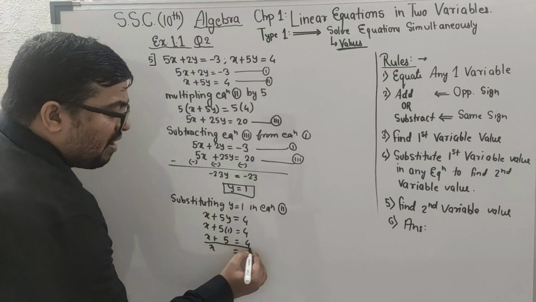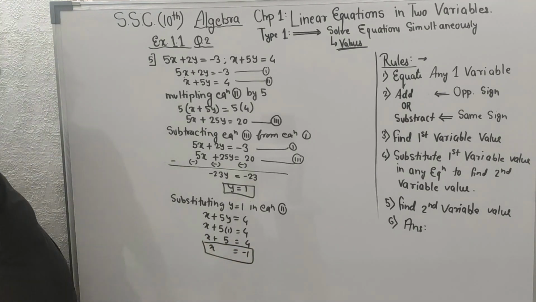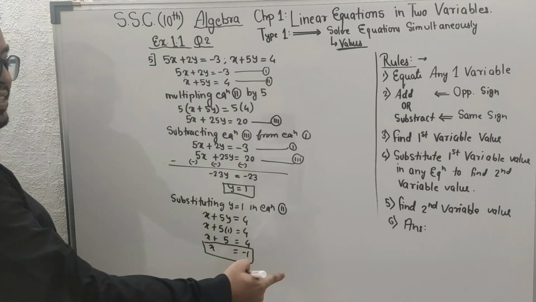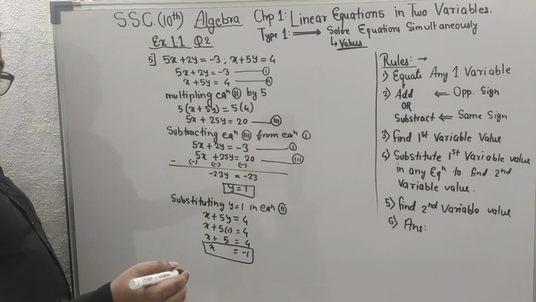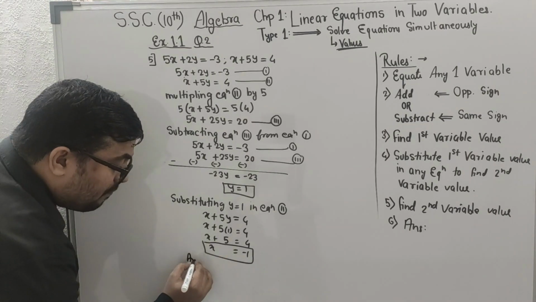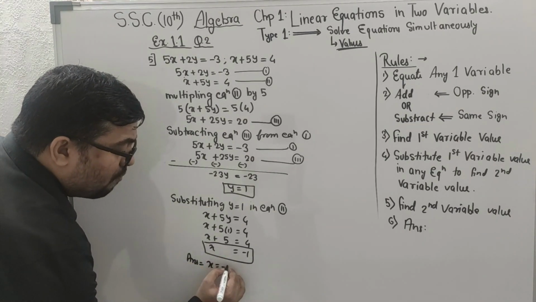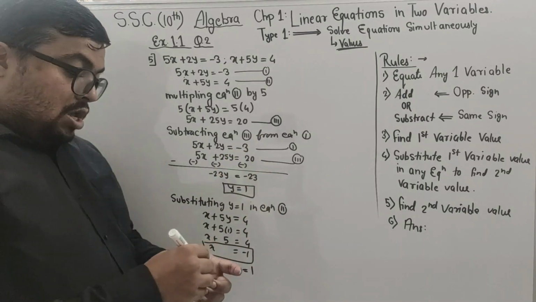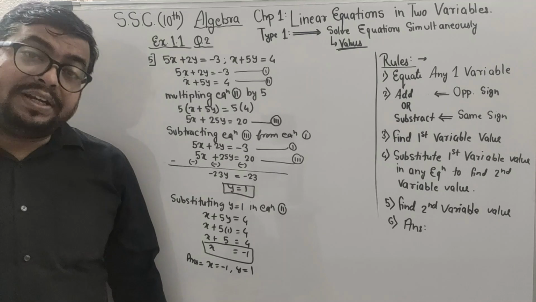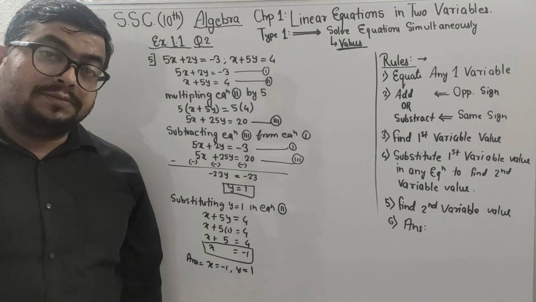Students, you got the value of x and y. Plus 5 will go to that side and become minus 5. 4 minus 5, you will get minus 1. So the answer: x is equal to minus 1 and y is equal to 1. So students, question number 5 is also completed. Please copy this.